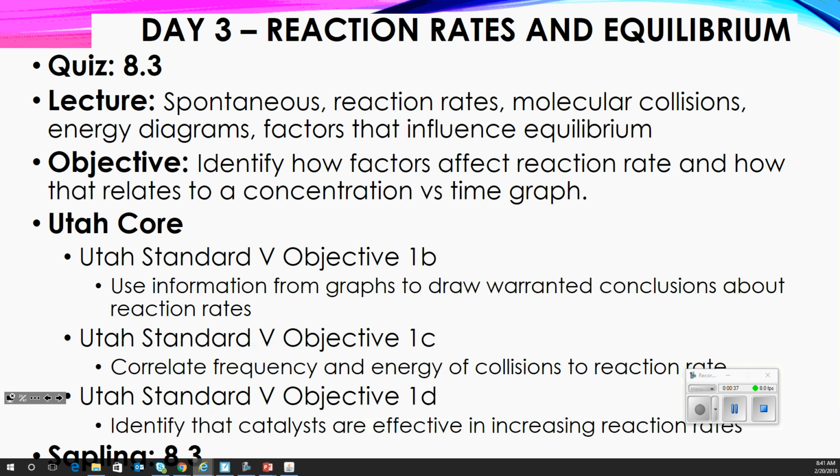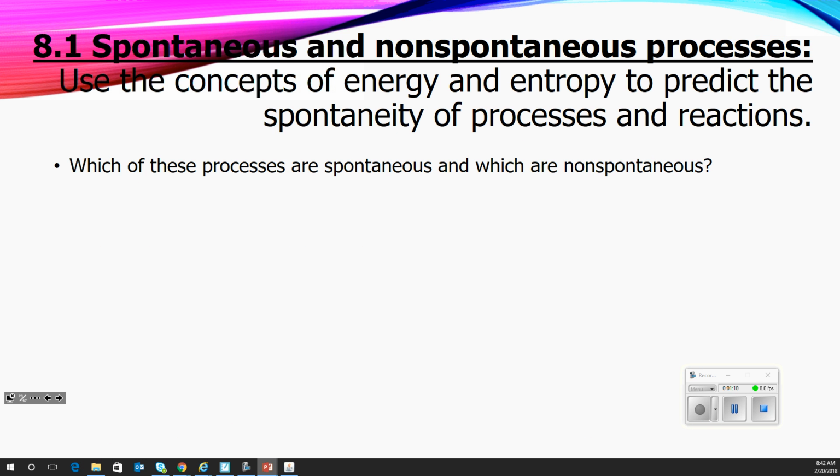Okay, so today you should have finished quiz number 8.3. You should be starting 8.3 in your Sapling. We are going through Standard 5 Objectives B through D again in the Utah Core. Our objective today is not only to find out how factors affect reaction rates, because we explored that last time, but to do the vocabulary and understand spontaneous reactions, molecular collisions, and energy diagrams. So here we go with your notes.